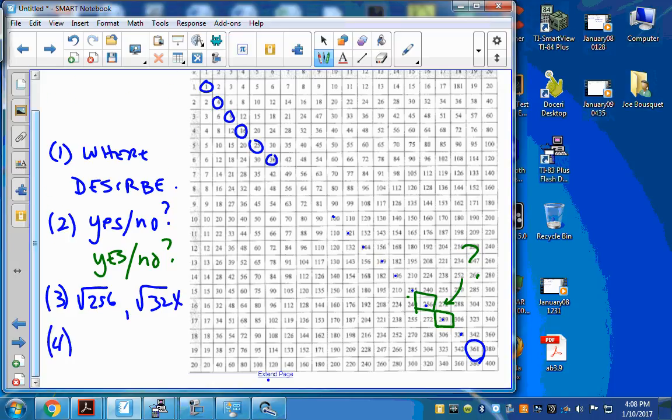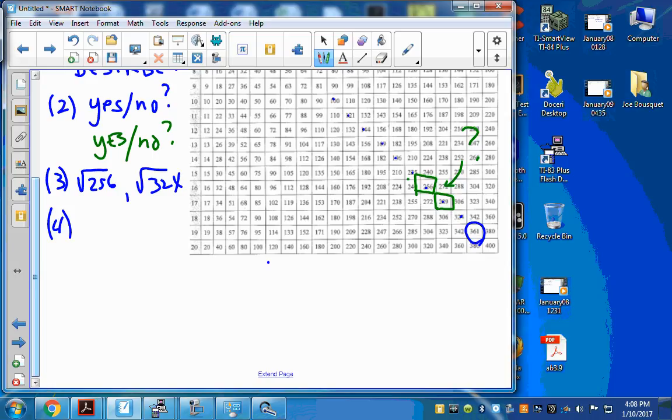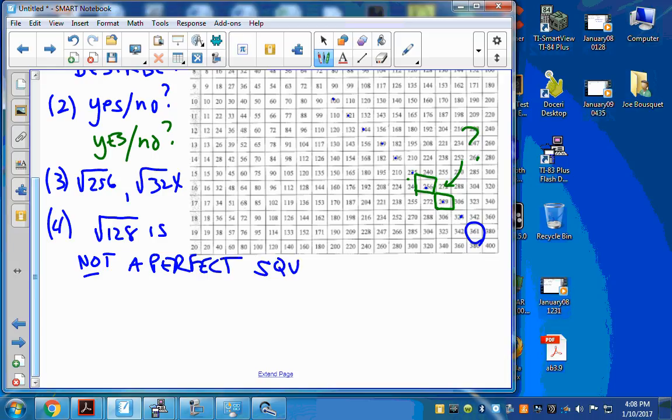The next thing you need to be able to do is to estimate, or first of all, explain why the square root of 128 is not a perfect square. Not in that row, how you described that row was part of number one, not a perfect square, but it's in between 11 and 12. So the square root of 128 is some number between 11 and 12. And we can tell that by looking at the table.